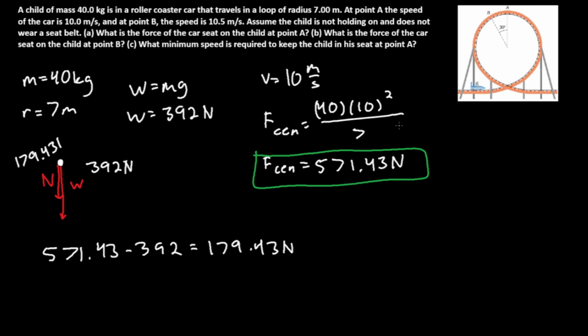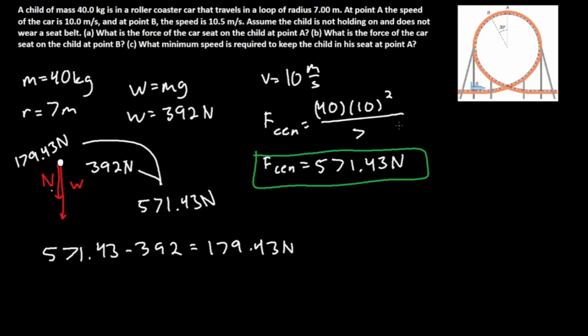179.43 newtons for the normal force. And when you add the normal force and the weight force together, you get the centripetal force. This actually makes sense in context of this problem, because these two are the only two forces in this free body diagram. So the components that are pointing in the radial direction must equal your centripetal force.